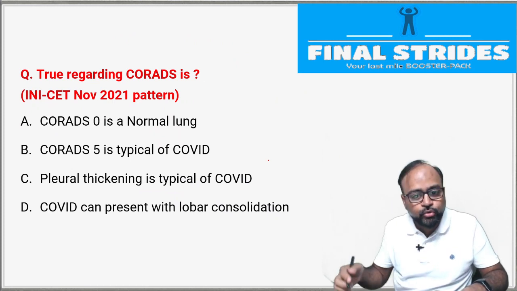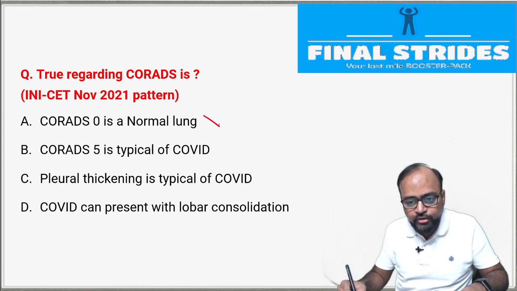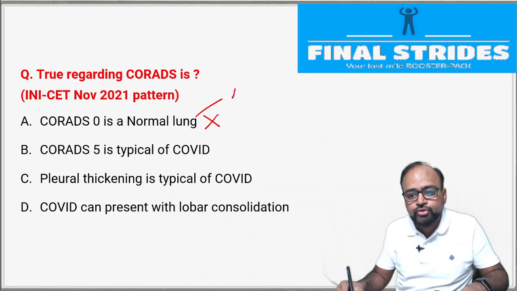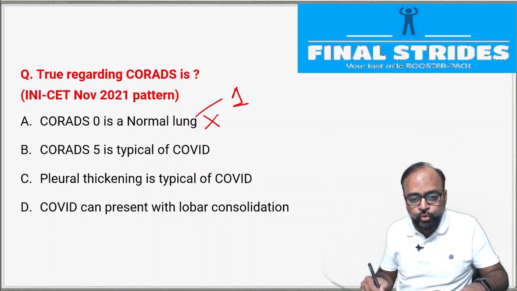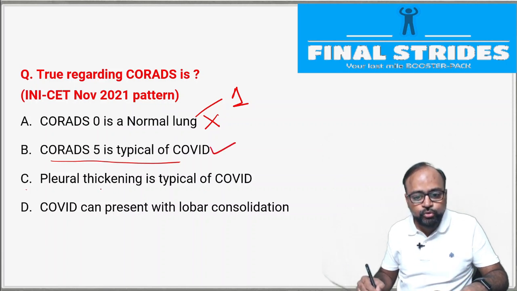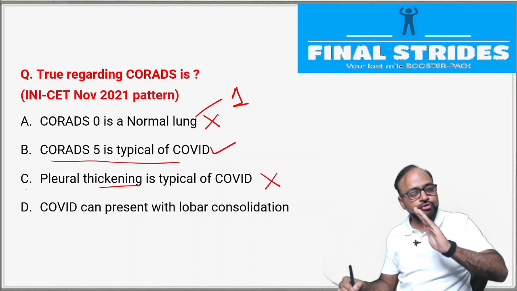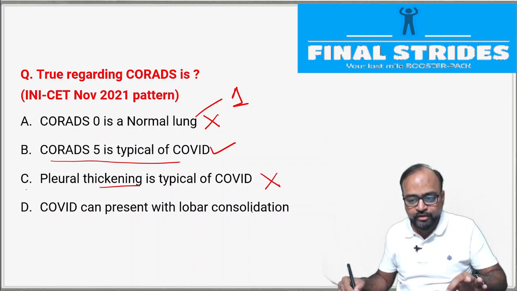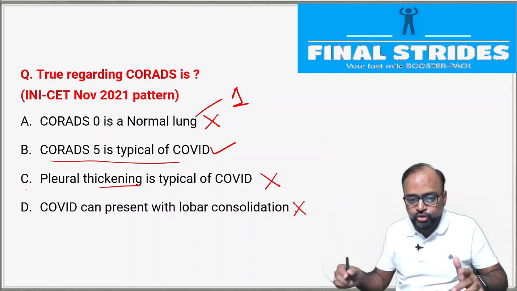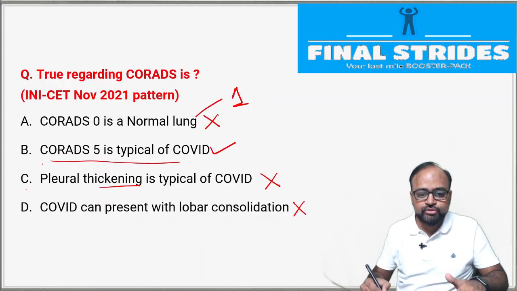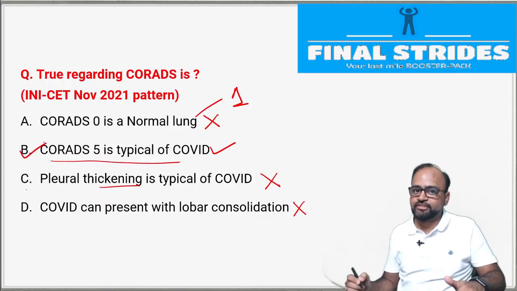So true regarding CORADS is what? CORADS 0 is normal lung? No. Normal lung is CORADS 1. Remember, CORADS 5 is typical of COVID is correct. Pleural thickening is typical of COVID. No. Pleural effusion, pleural thickening, lobar consolidation is not seen in COVID. COVID can present with lobar consolidation again? No. So what is the answer? The answer is going to be CORADS 5 is typical of COVID.